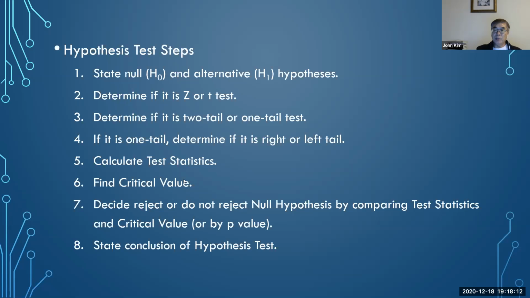After we get the test statistic and critical value, then decide if we reject the null hypothesis or do not reject, based on comparing the test statistic and critical value. And then we can use a p-value to decide if we reject or not reject. And then based on the result, we can conclude.